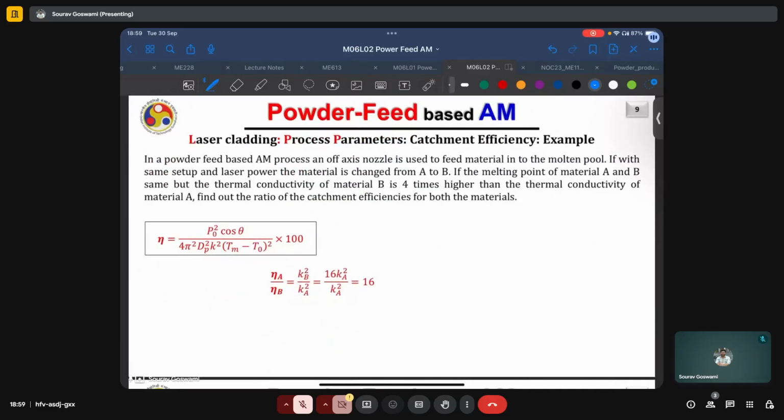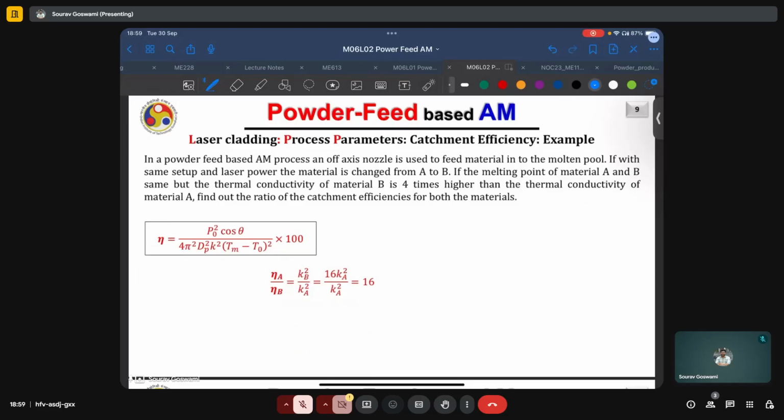Let us also quickly look at an example which uses this formula. In a powder feed based AM process, an off-axis nozzle is used to feed material into the molten pool. If with the same setup and laser power, the material is changed from A to B, where the melting point of material A and B are the same, but the thermal conductivity of material B is 4 times higher than the thermal conductivity of material A. Find out the ratio of the catchment efficiencies for both the materials.